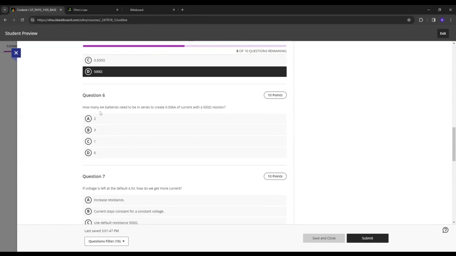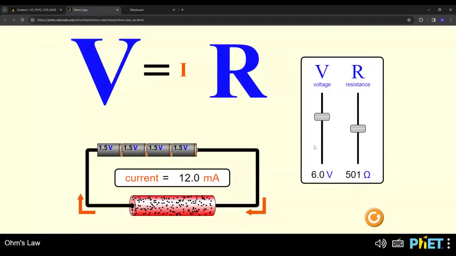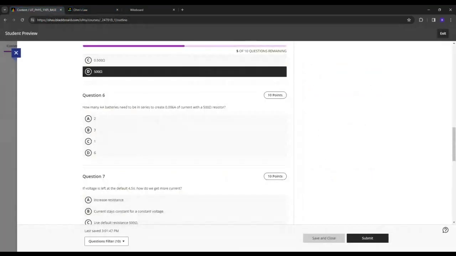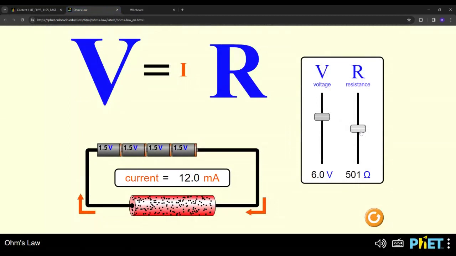So next question, how many batteries do we need? So this time we don't know the potential. We don't know the voltage that we're going to need to make this work. We want 0.006 amps. So remember this is back to full, just the A, full amps. So multiplying this by 1,000 will get us milliamps. And so we want 6 milliamps with a resistance of 500. Well, I can't get perfect, but that's as close as I can get.